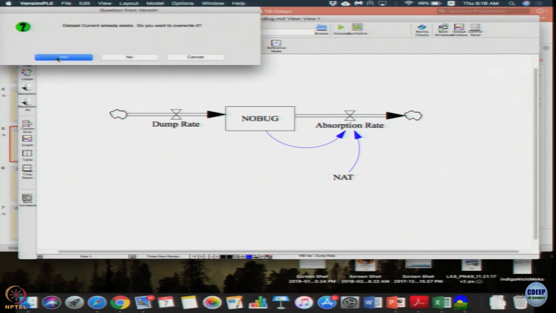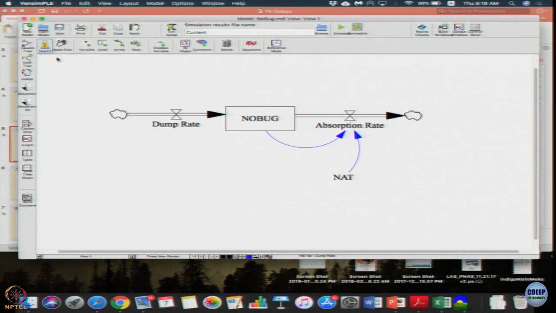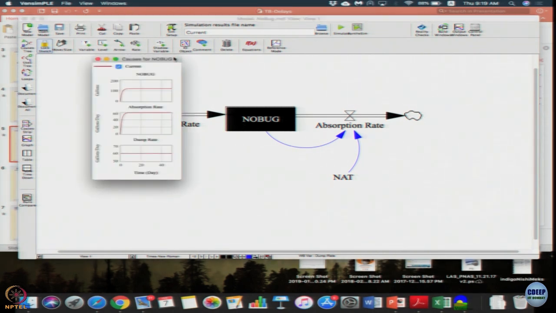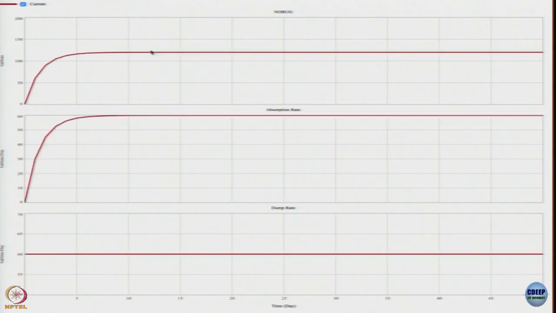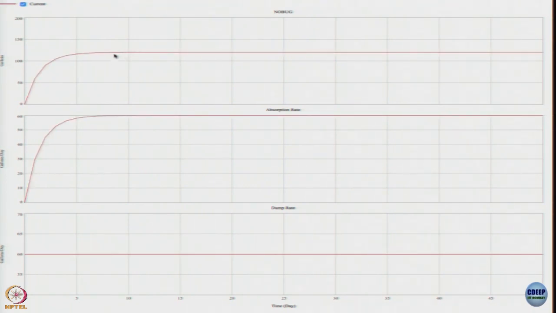So let me simulate. See, the absorption time is, for whatever quantity I put, it takes an average of 2 days to deplete, correct? So now if I dump every day, it does not give enough time for the river to absorb everything. So eventually the total amount of, say, Nobug in the river actually increases to, what is it, about 120 looks like, right?